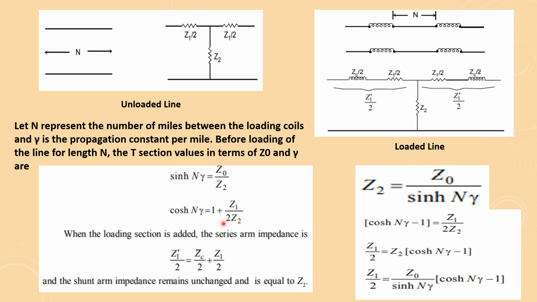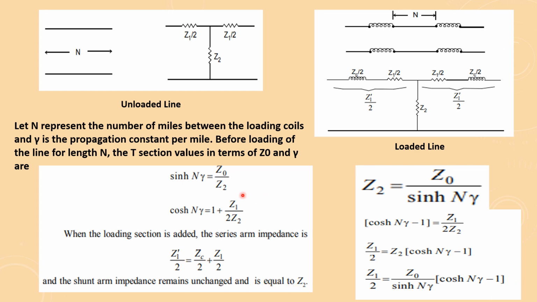And when this loading section is added with the actual symmetrical T section, then we can write the series arm impedance as Z1 dash by 2, which is equal to Z0 by 2, which is nothing but the center of the lumped loading, plus as usual the series arm impedance Z1 by 2. Since it is a symmetrical T network, it is Z1 by 2. And there is no difference in the shunt arm impedance, that remains the same, which is nothing but Z2.